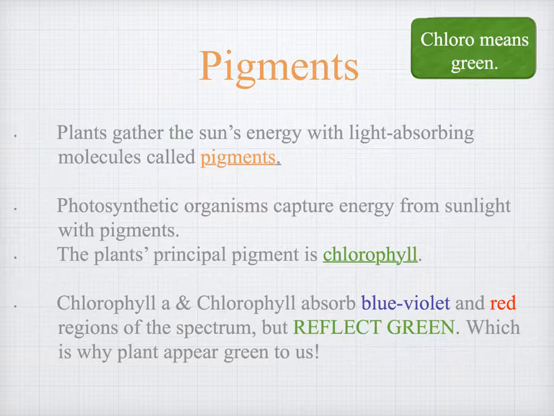They absorb blue, violet, and red regions of the spectrum, and they reflect green. So the colors we see are what's reflected. That's not what's being absorbed. Colors we see, again, is what's reflected.